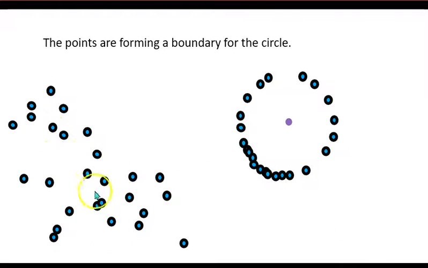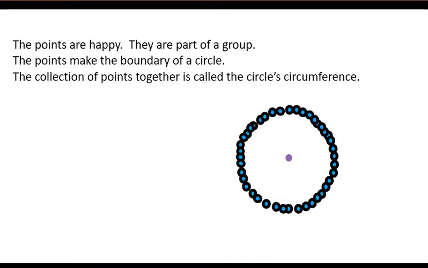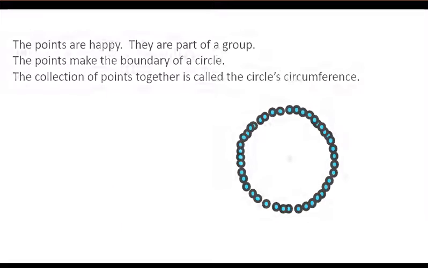Now, we still have some points left. How many points can we move around the center point? You're right. We can move an infinite amount of points around. So we're going to see that we can continue moving all these points, and we could even move some more. We could get closer and closer and closer.